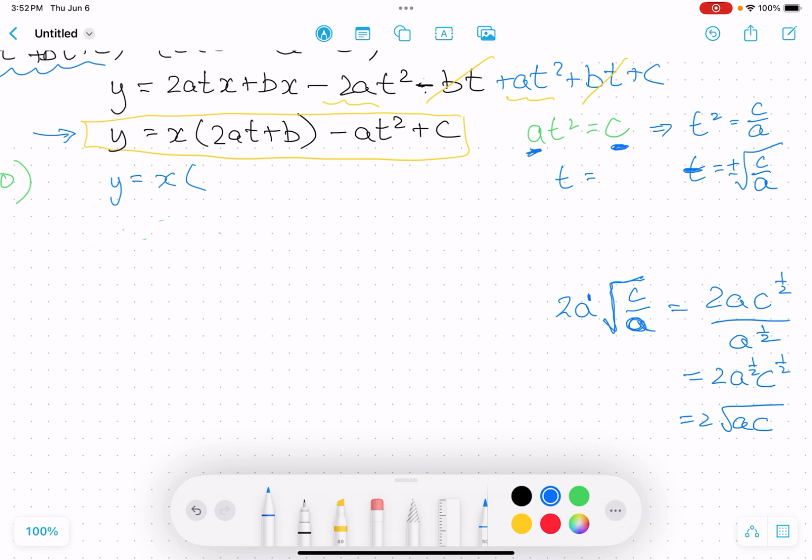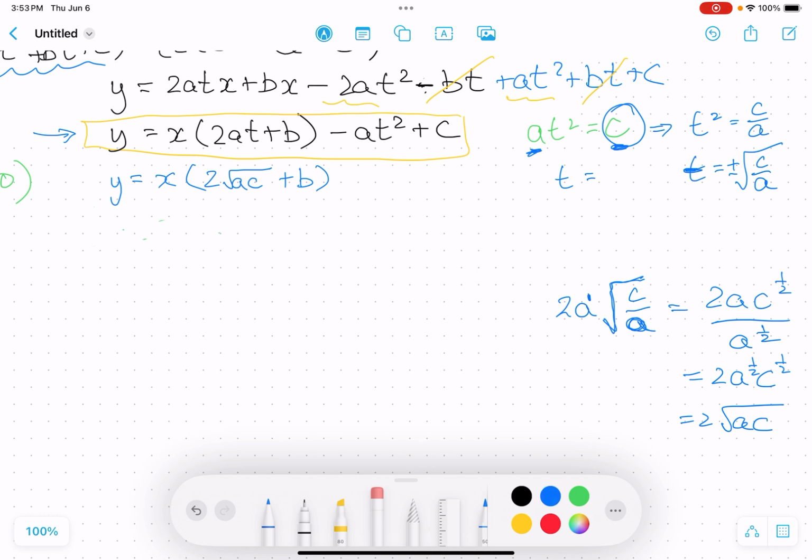So that's what I'm going to put up here. It was 2at, so it becomes 2 square root ac, plus b minus a times t squared, which is of course c, because at squared is c. And we're going to get minus c plus c, which is 0. Of course, otherwise it's not going to go through 0, 0. It would have a y-intercept that's not 0, but we want a y-intercept that's 0. We want it to go through 0, 0. So that is one of the tangent equations.